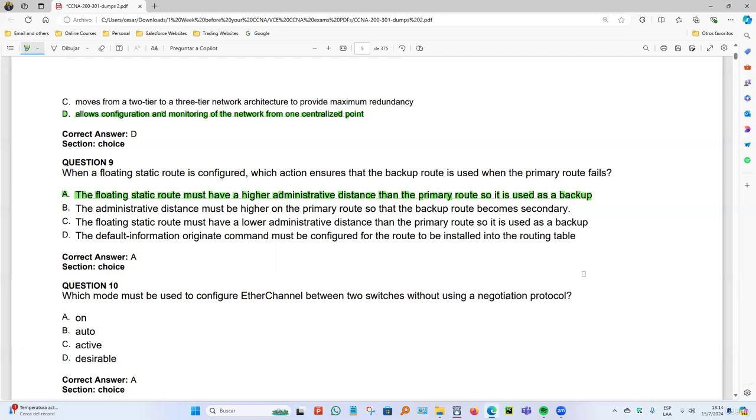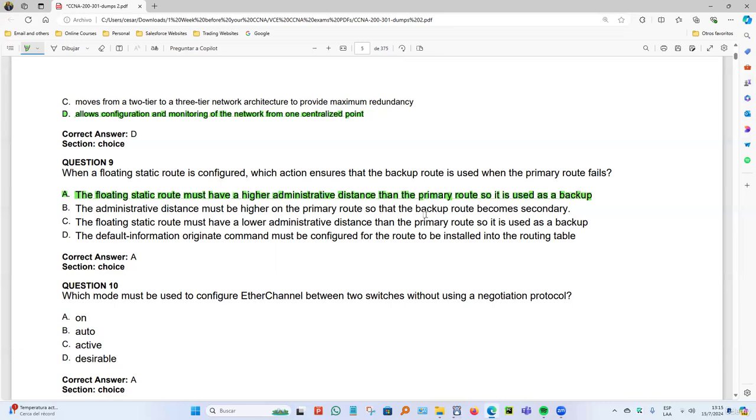One of the previous labs, when we configured static routes, we configured a primary route and a backup route with a higher administrative distance in order to have that sequence of selection. So if you go back to the previous lessons, one of the labs regarding static routes will show you how to do this step.